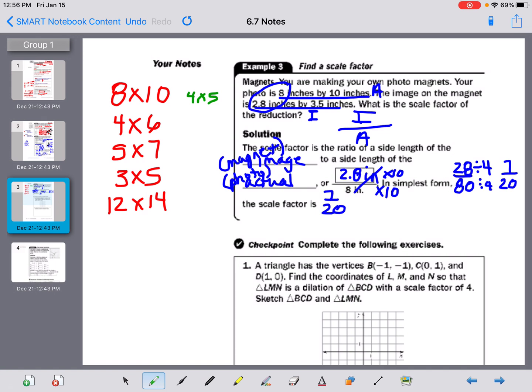4 by 6 is reduced. 5 by 7 is reduced. 3 by 5 is reduced. 12 by 14 I can reduce by 2 and get 6 by 7. Are any of those dimensions similar? No, none of them. So I want you to think about this.